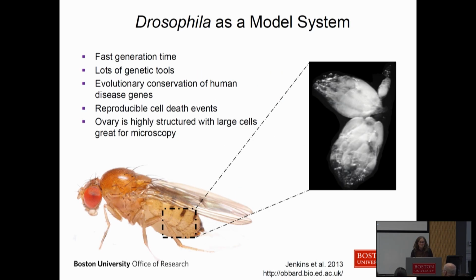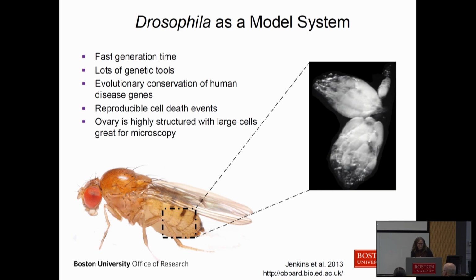So Drosophila has been around for more than 100 years as a great model system. Some of its advantages are that it has a fast generation time, tons of genetic tools, and evolutionary conservation of human genes, in particular, 75% conservation of human disease genes. So it makes a great model for studying cell biology, developmental biology, neurobiology, gene regulation, et cetera.